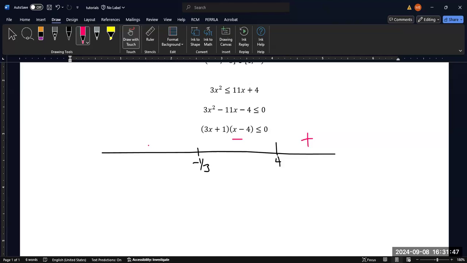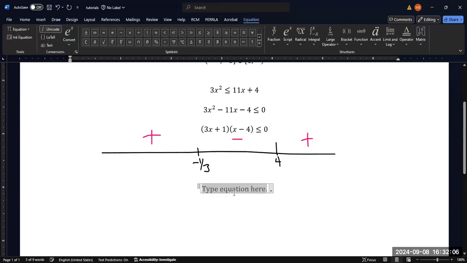If I plug in something like negative 1, I'm going to get 3 times negative 1, which is negative 3, plus 1, so that's going to be negative. Negative 1 minus 4 is also going to be negative. Negative times negative is positive. So this is, again, what I was expecting. But this is less than or equal to, so I need to be in between, possibly including these values. So negative 1/3, comma 4.